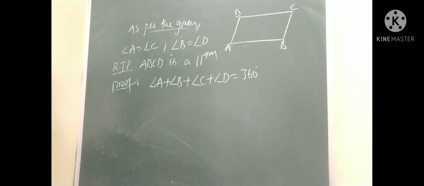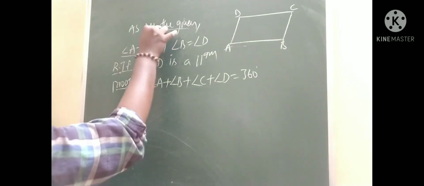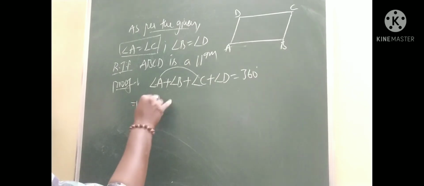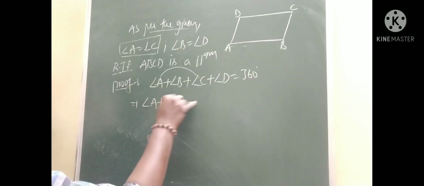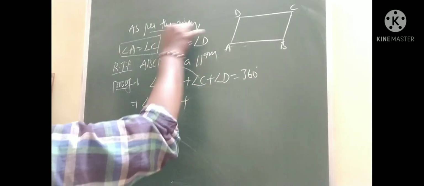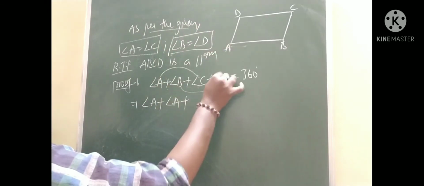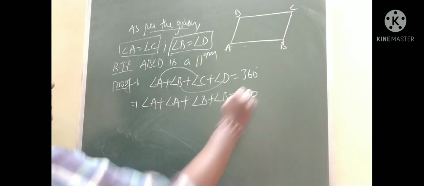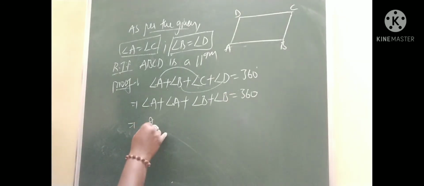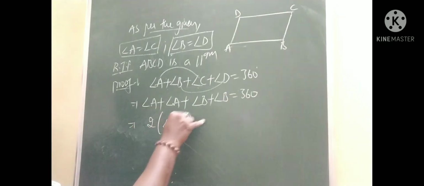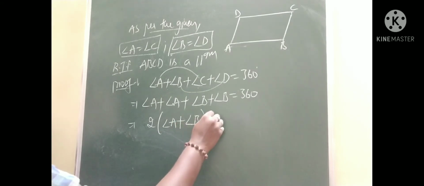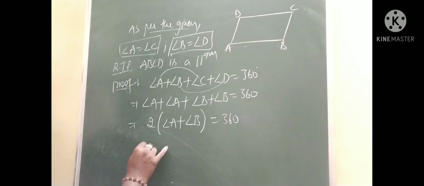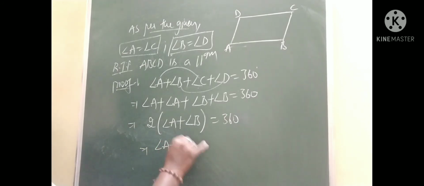Now in this, we already know that angle A is equal to angle C. So here what I am going to do: angle A plus again angle A, and angle B, which is equal to angle D, so angle B plus angle B, is equal to 360. What you will get? Directly I am writing, 2 into (angle A plus angle B) is equal to 360.